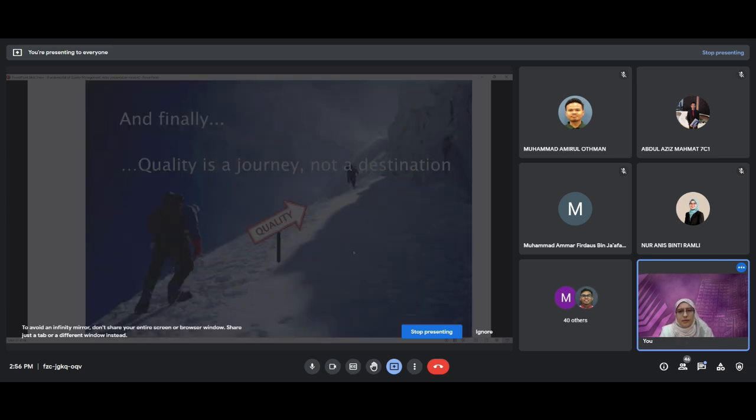Okay, and finally, quality is a journey, not a destination. It means that in order for you to have quality, it is not a one-way ticket or a one-way process, but you always have to redo or recheck the process so that the quality is maintained.